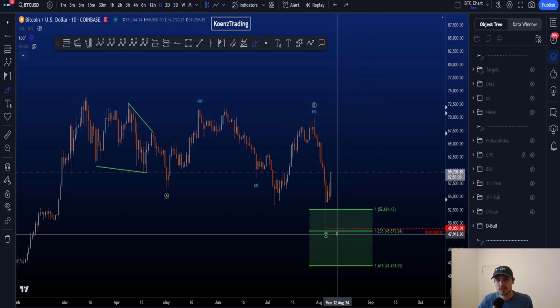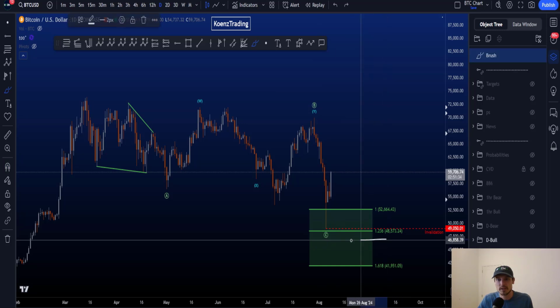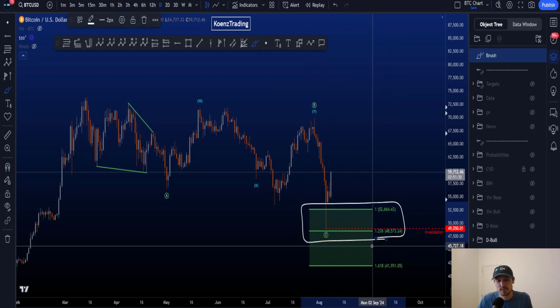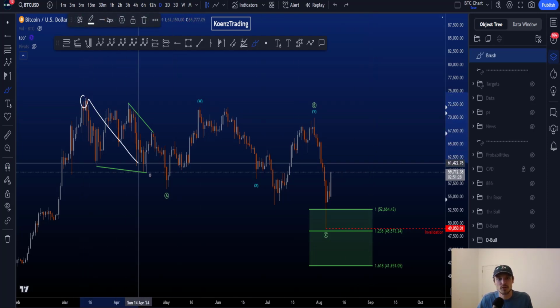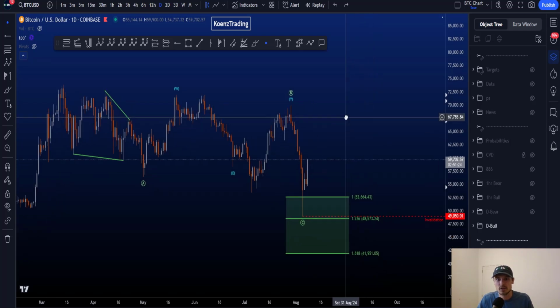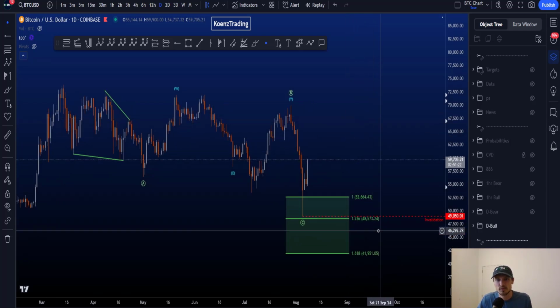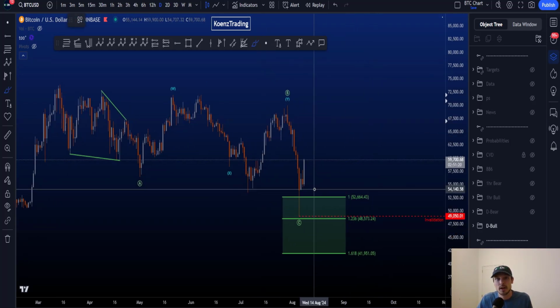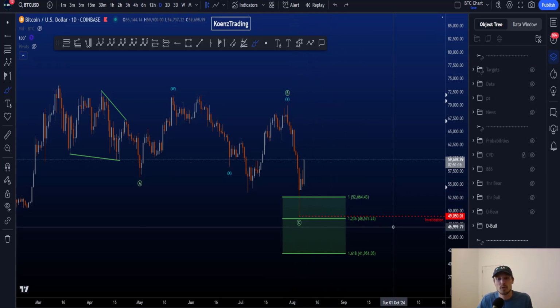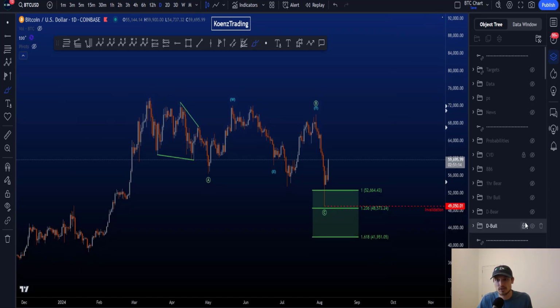The most common target for wave C has been hit, which is between the 1 and the 1.236 trend-based fib extension taken from the start to the end of A to the end of wave B, giving us a target between 52.6 and 48.7k. Price moving to the downside and taking out this low would invalidate this scenario.